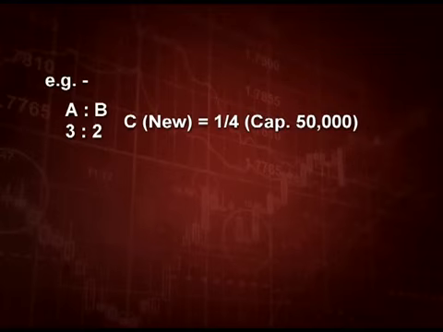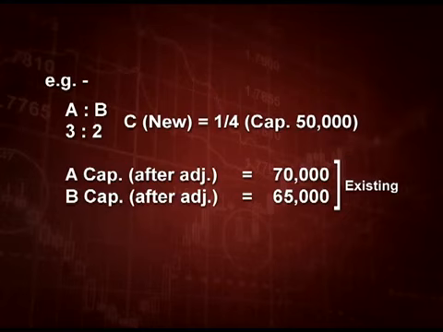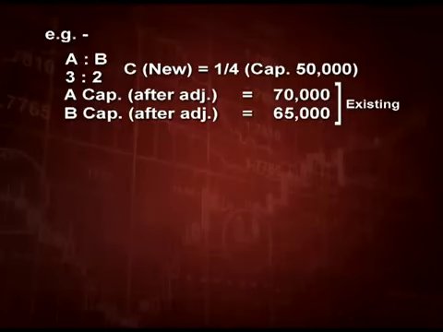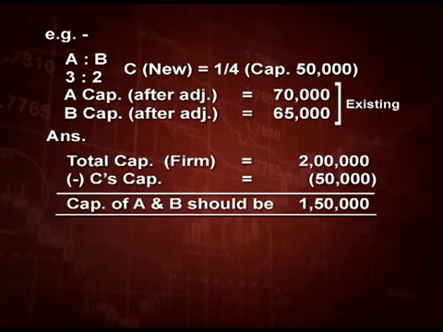Please see, C's share is 1/4 and capital is 50,000. Now, A's capital after all the adjustment is 70,000 and B's capital after all the adjustment is 65,000. I have already given the adjusted capital, so that you are able to get this point. Now, let us solve this question. Total capital of the firm should be 2 lakh, because C was having 1/4 share for 50,000. So, that means total capital will be 2 lakh.